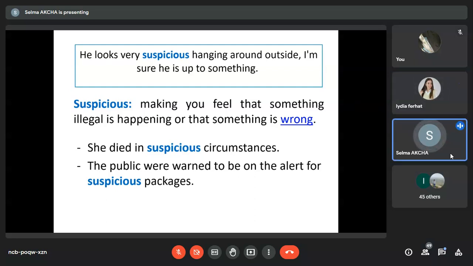Okay, thank you. Melissa? He looks very suspicious hanging around outside. I'm sure he's up to something. Suspicious, making you feel that something illegal is happening or something is wrong. She died in suspicious circumstances. The public were warned to be on the alert for suspicious packages.